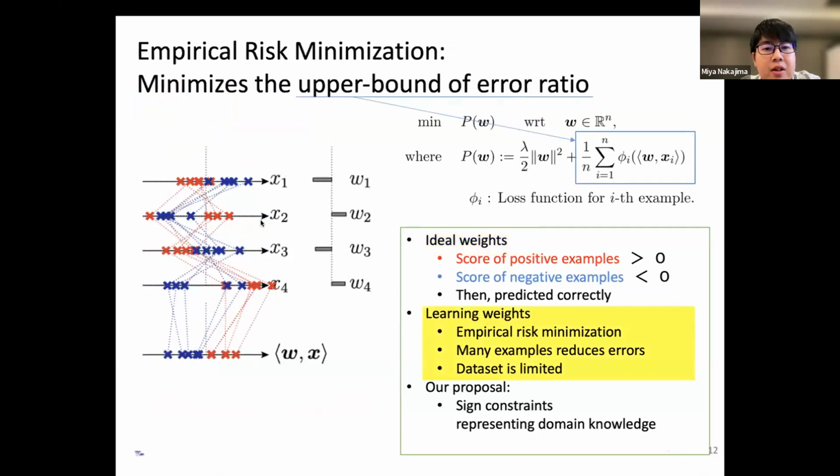In practice, the determination of the weight is achieved by minimizing the upper bound of the error rate, denoted as P of W, using only the training data. This is referred to as empirical risk minimization.